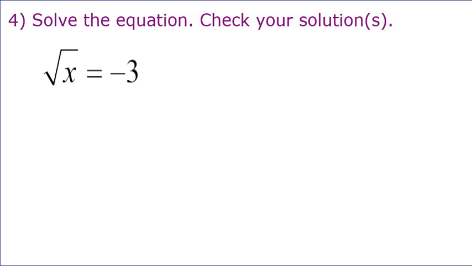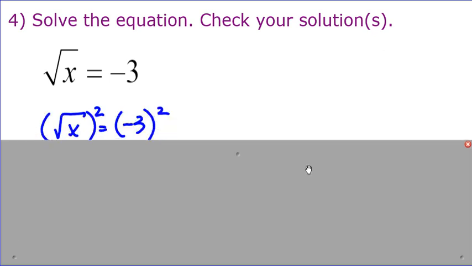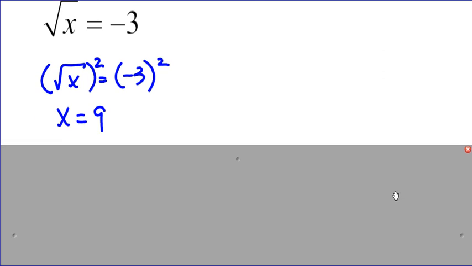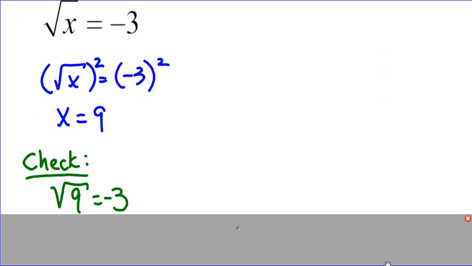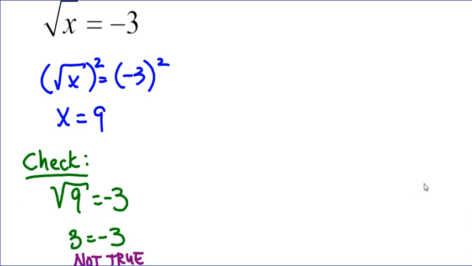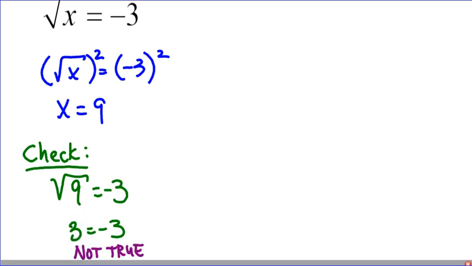Here we've got the radical of x equals negative 3. So to undo this equation, we would square each side. So x equals 9. Now if we substitute that back, the square root of 9, we know 9 is a perfect square, which should be 3. 3 is not equal to negative 3. Therefore, we have another extraneous solution.